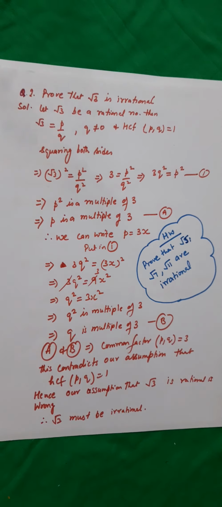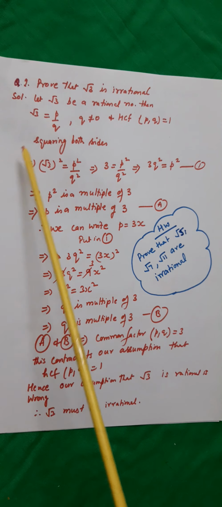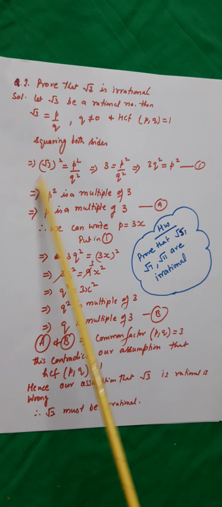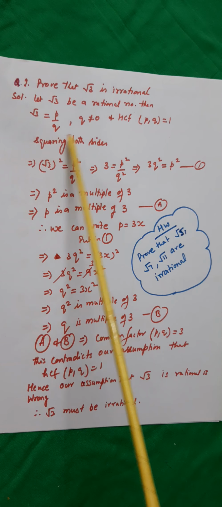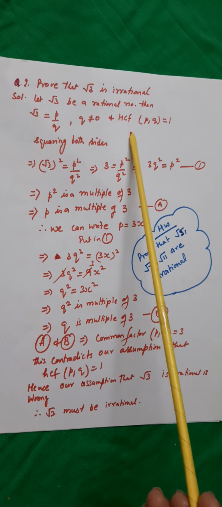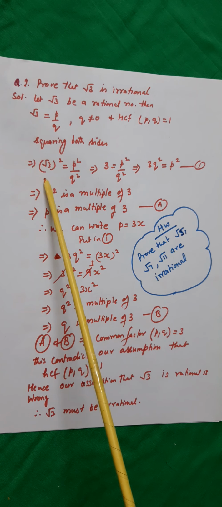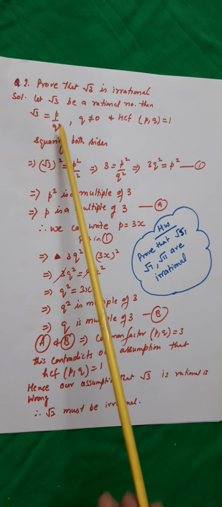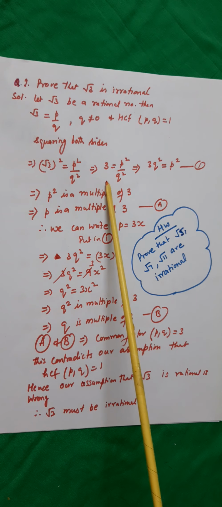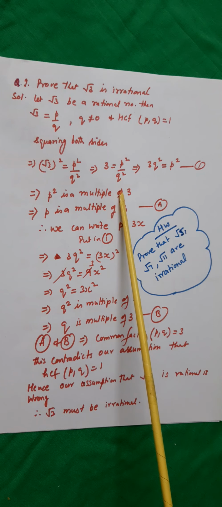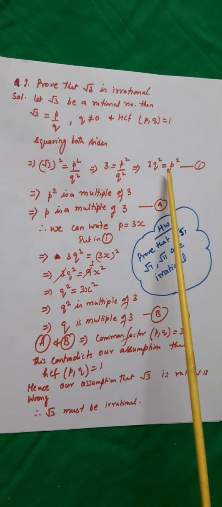Question number 2. Prove that root 3 is irrational. Again, here we assume that root 3 is a rational number. Then, we can assume root 3 as p upon q, where q is not equal to 0 and HCF of p and q is equal to 1. Squaring both the sides, we get root 3 square is equal to p square upon q square, which implies 3 is equal to p square upon q square, which implies 3q square is equal to p square.